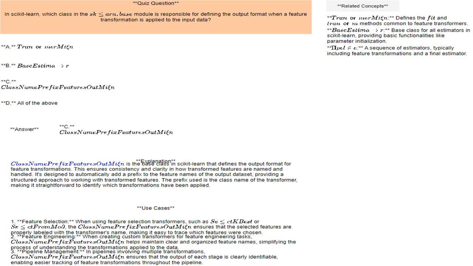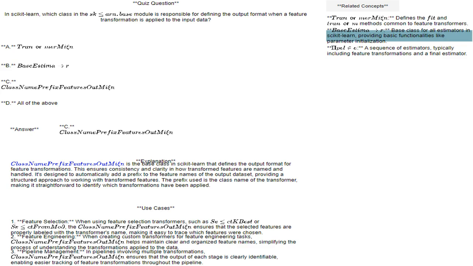Transformer mixin defines the fit and transform methods, but it doesn't specifically address the output format of transformed features. False. Transformer mixin defines the fit and transform methods common to feature transformers. Base estimator provides basic functionalities for estimators, not related to the output format of feature transformations. False. Base estimator is the base class for all estimators in scikit-learn, providing basic functionalities like parameter initialization.